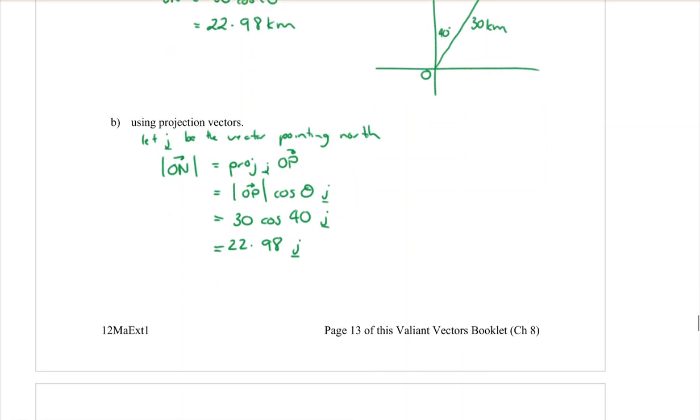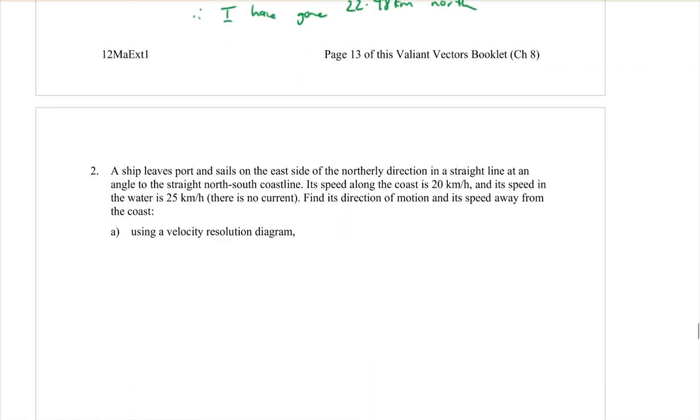Okay, so we can write a little conclusion for that. Therefore, I have gone 22.98 kilometers north. So you can see that we're really doing the same thing when I do it with SOHCAHTOA as when I do it with my projection formula. Okay, next one. They're slowly going to get a little bit more complex as we go.